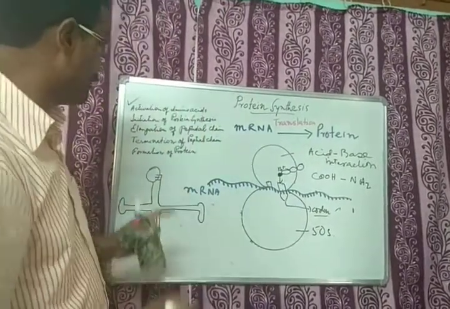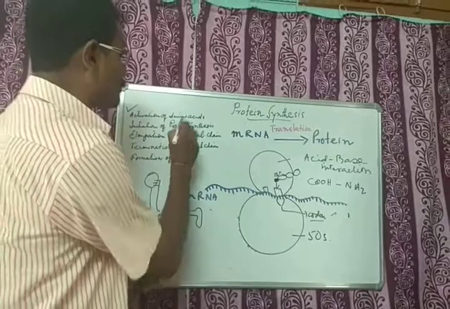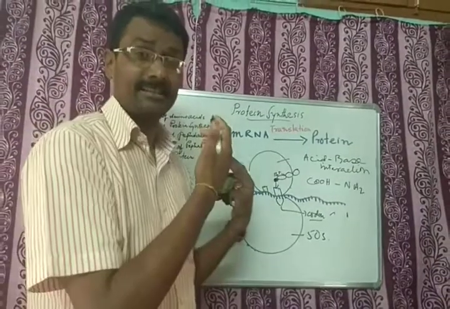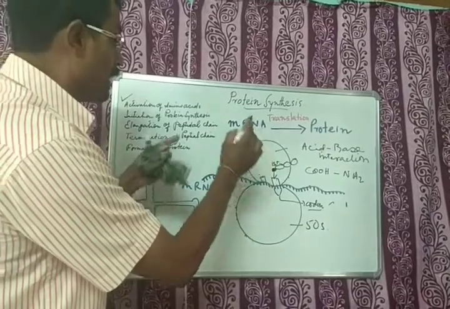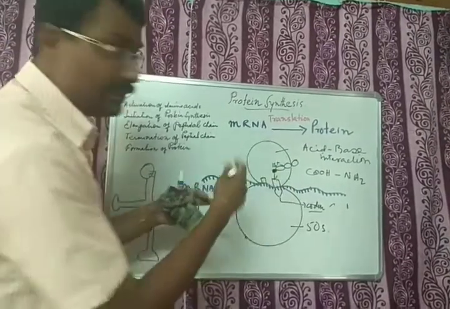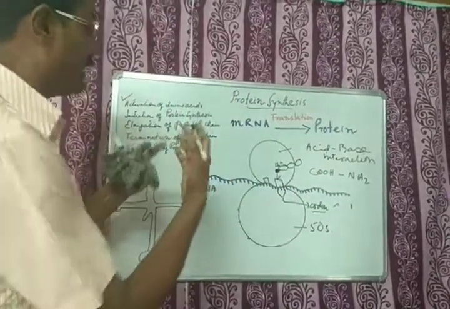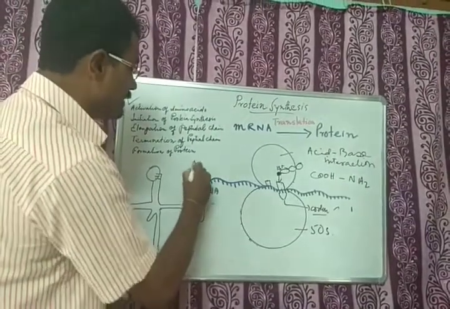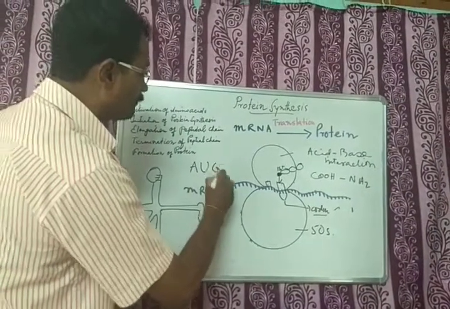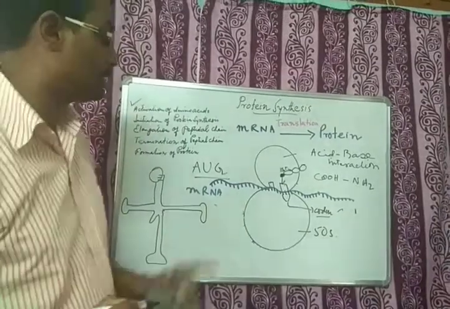Clear? Now coming to the initiation of protein, how that process starts. The process of the amino acid chain leading to the formation of protein, or the starting of protein, occurs when there is the coming of the triplet AUG. How does it come?